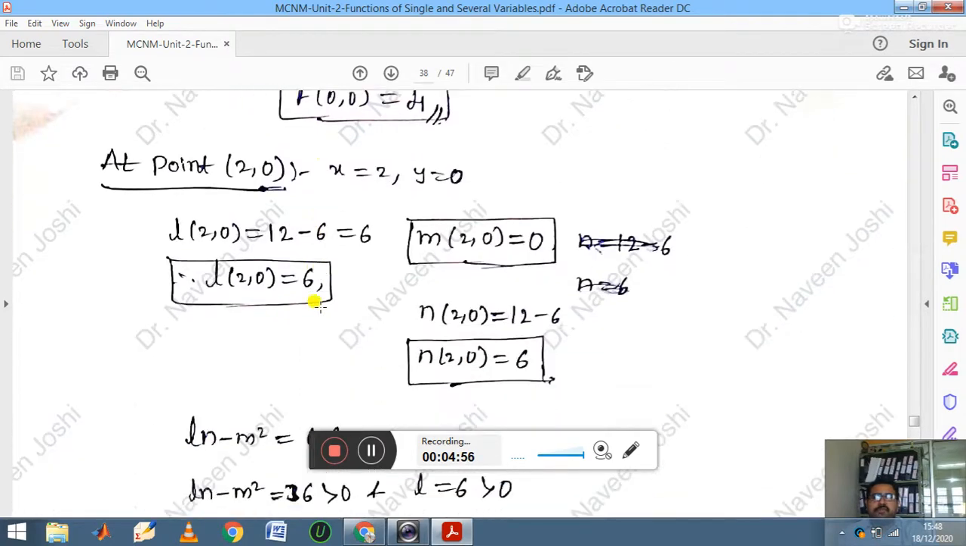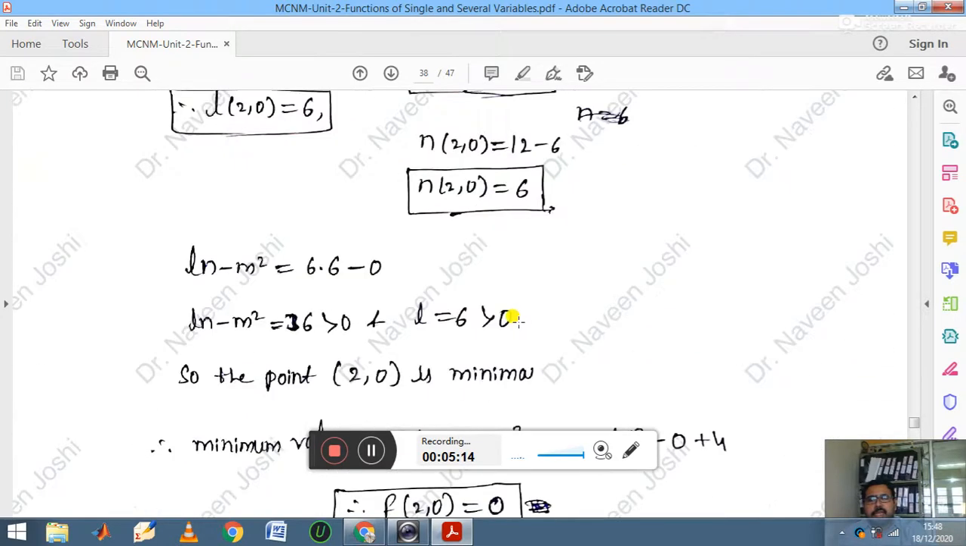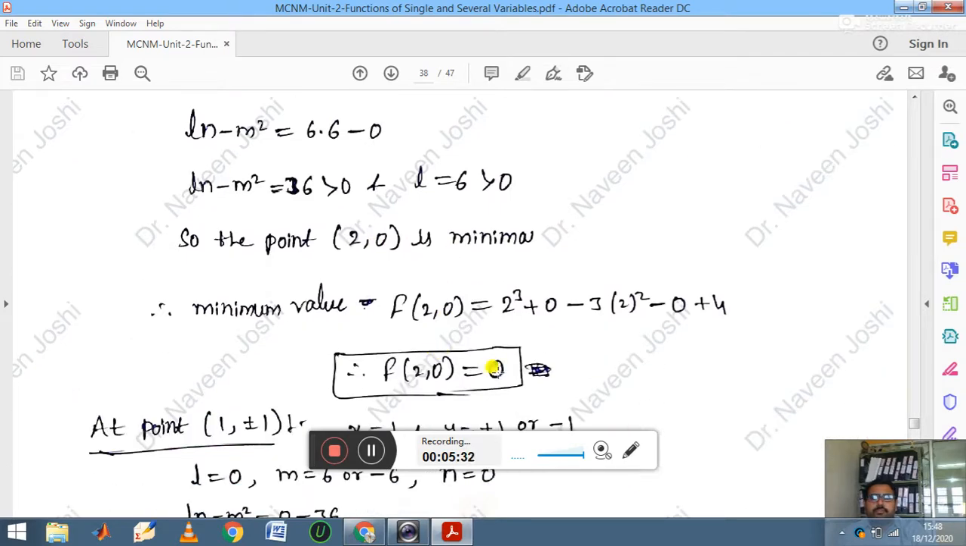Then go to the second set of points, 2 comma 0. 2 comma 0 means x value 2, y value 0. This x and y value again you substitute in L, M, N. Therefore your L value is 6, M value 0, N value 6. Calculate LN minus M square. Here LN minus M square is 36, a positive number. Then L value is also positive. When LN minus M square is positive and L is positive, then 2 comma 0 is minima and the minimum value is 0.